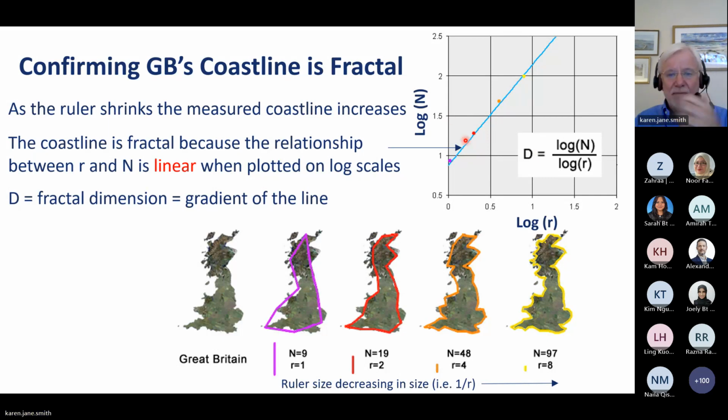So mathematically, it can be shown that if something falls on a straight line on a log-log plot between its ruler size and what it's measuring, it's fractal. So however small or large a ruler, you get the same answer.